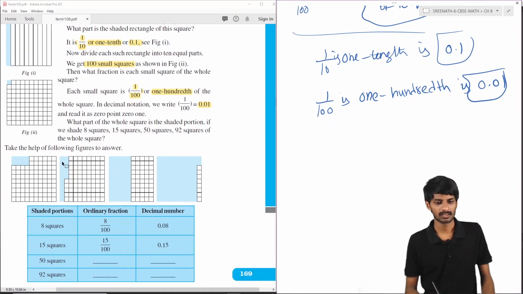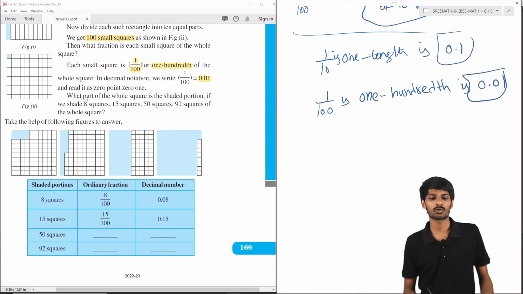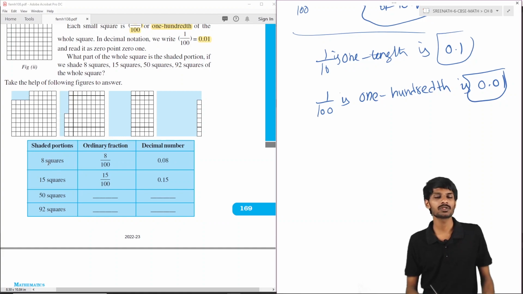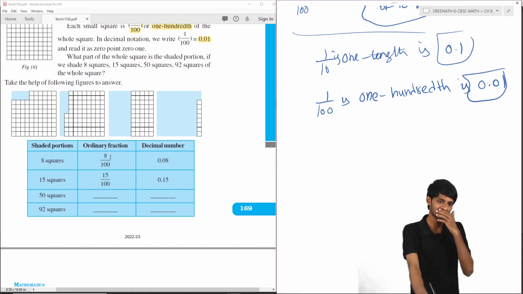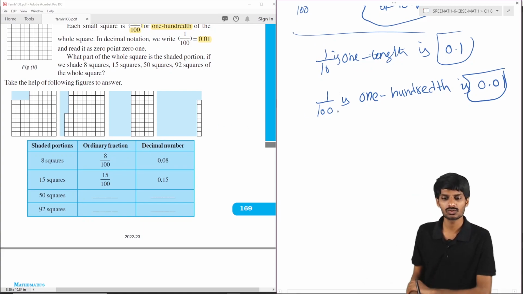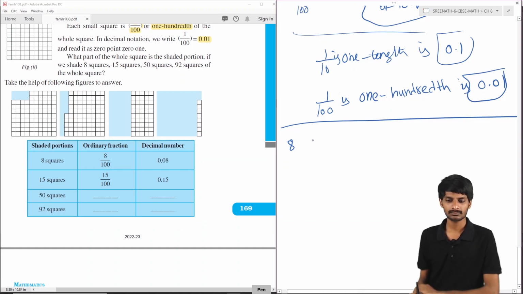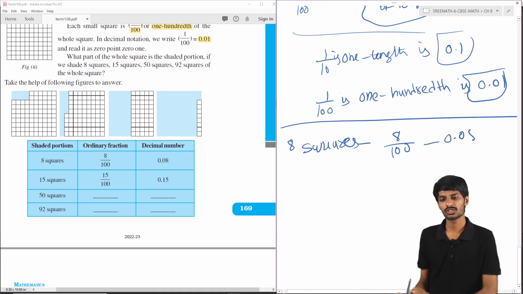So again, what part of the whole square is the shaded portion? Suppose you shade 8 squares, 15 squares, 50 squares, or 92 squares of the whole surface. Here in this square, we have shaded only 8 squares. So 8 squares means each square is 1 by 100, so 8 squares means 8 by 100. How many squares are there? 100 squares. How many out of 100 are shaded? 8 squares. So it is represented as 0.08.